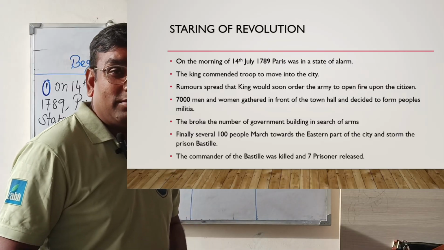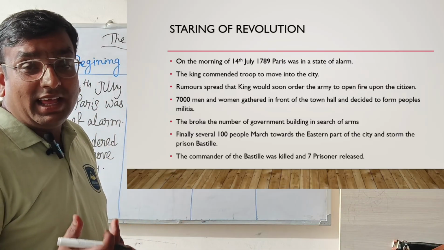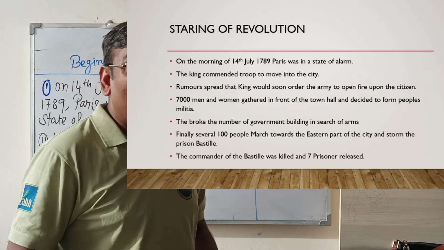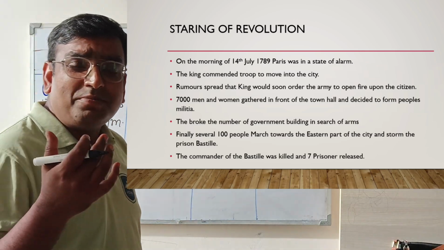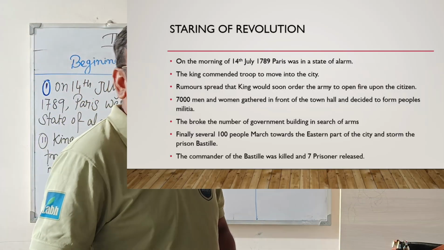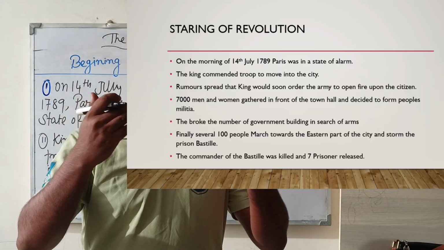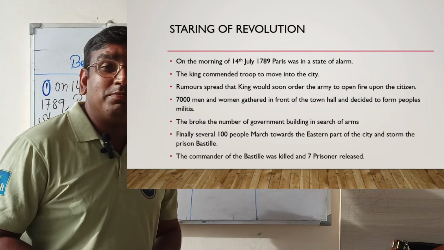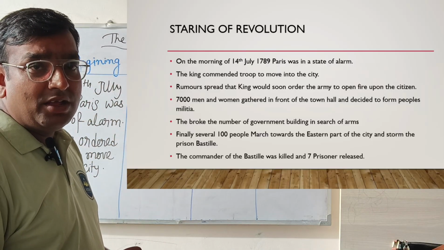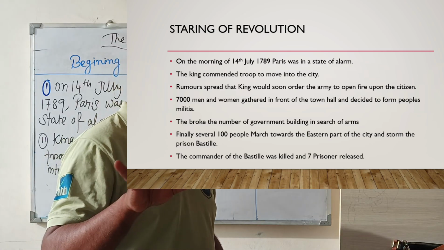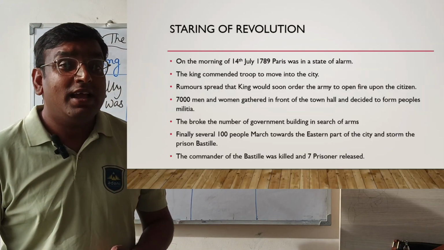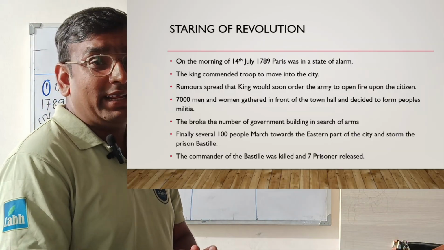So there was a rumor. What was the rumor? The rumor spread that they could fire upon the people. That is why some 7,000 people formed the People's Militia. The word to be noted: People's Militia. It means that people formed their own army. And several hundreds of people destroyed or demolished government buildings and other things because they needed arms for the revolution. So in search of arms, they destroyed several government buildings.